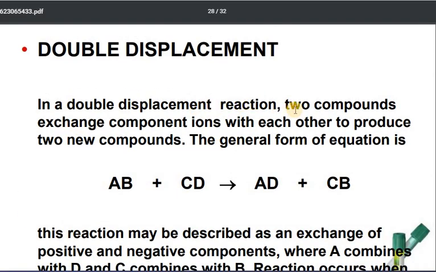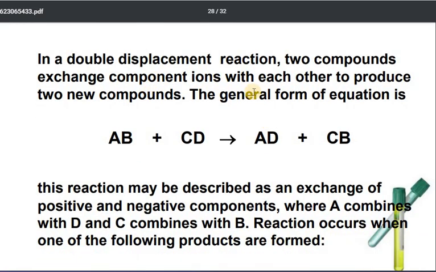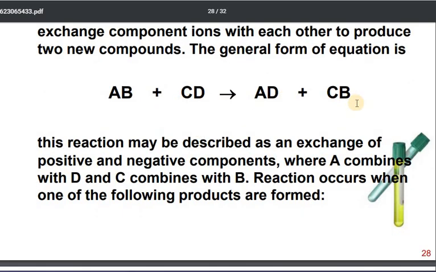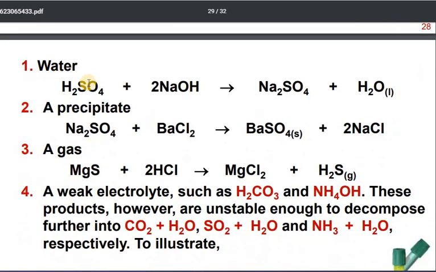Double displacement: in a double displacement reaction, two compounds exchange components to produce two new compounds. So AB plus CD gives AD plus CB. Let us see the types. This is the same as acid plus base giving salt and water. Similarly, a precipitation reaction: sodium valence is 1, sulfate valence is 2, Na2SO4; barium valence is 2, chlorine valence is 1, cross multiply, BaCl2. Barium valence 2, sulfate valence 2, so BaSO4. This way products can be formed.